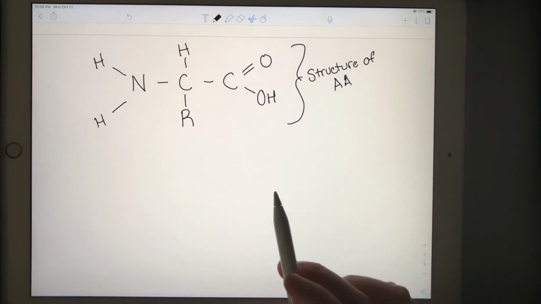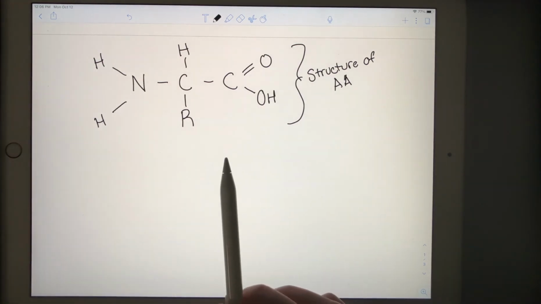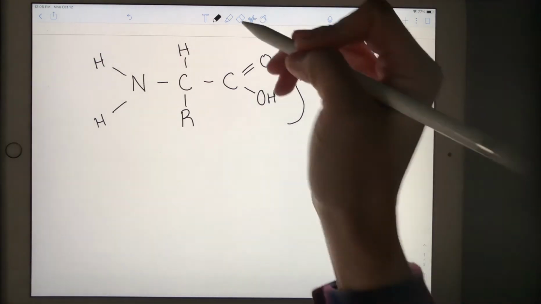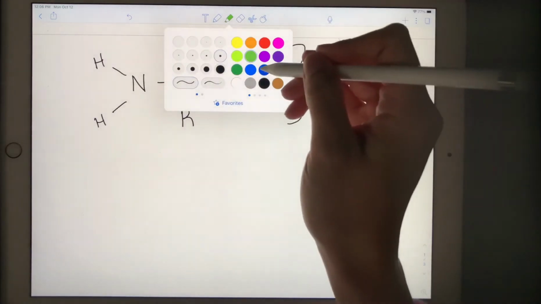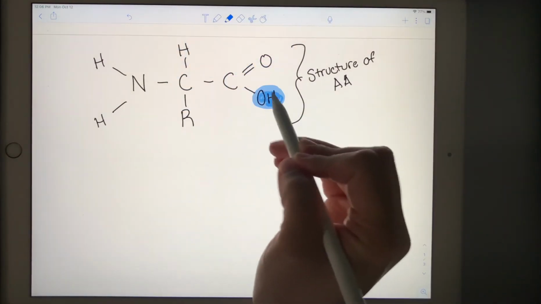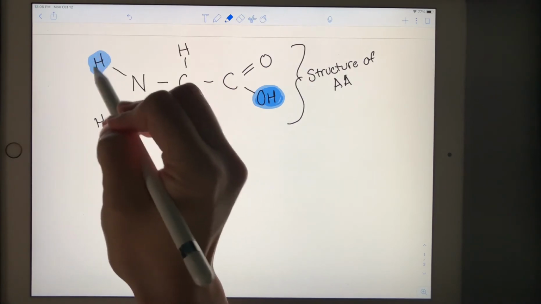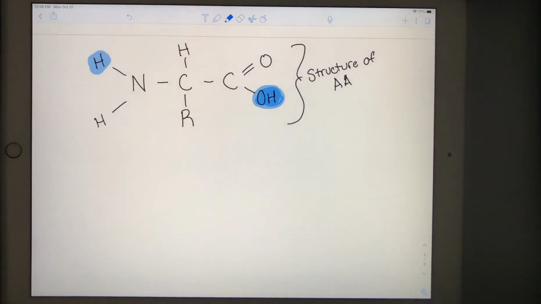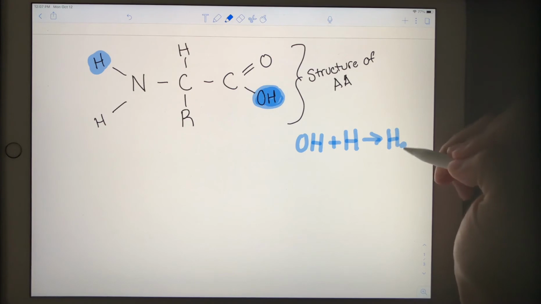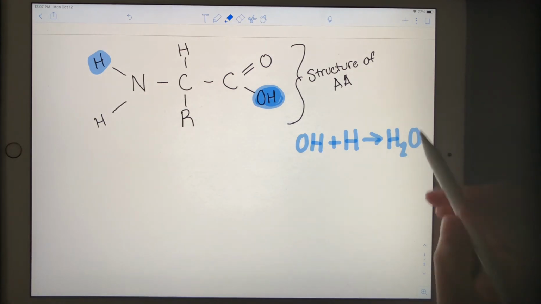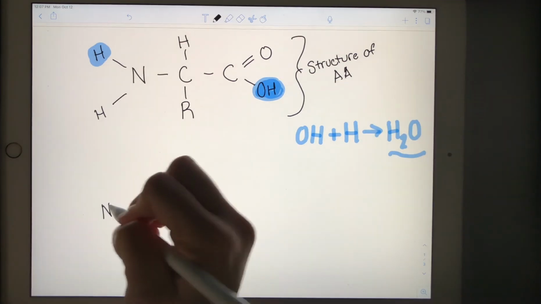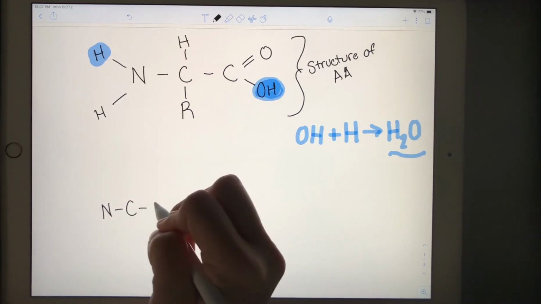We need to talk about how we can combine these to make a polypeptide. And I'll give you a hint. We have an OH group and we have a hydrogen. That's going to give us a water molecule. So think about how these monomers are going to come together. I gave you a big hint here. I'm going to draw two next to each other.